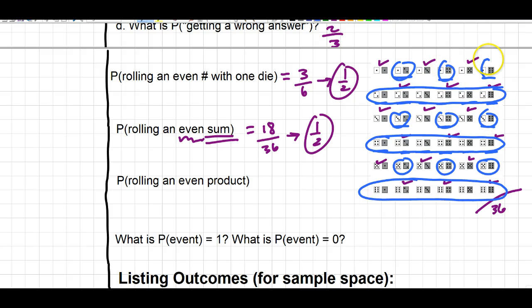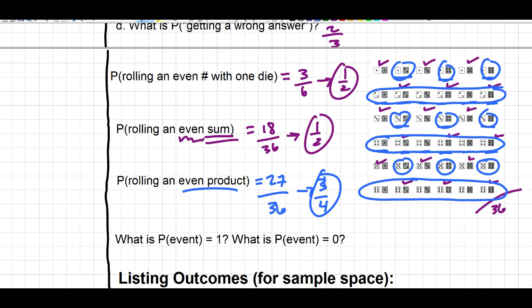So if I talk about all the ones that I've now circled in blue, I got 3 rows, which would be half of the items, plus 1, 2, 3, 4, 5, 6, 7, 8, 9. So I've got 18 was half plus another 9 is going to be 27 of them that are even products out of the total 36. If I reduce that fraction, I'm going to get 3/4.